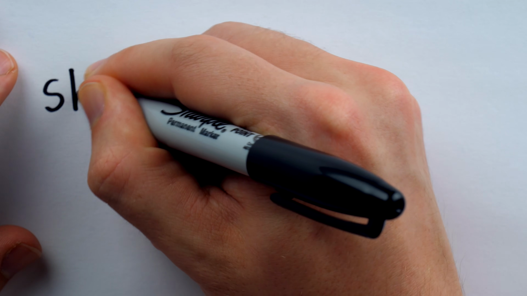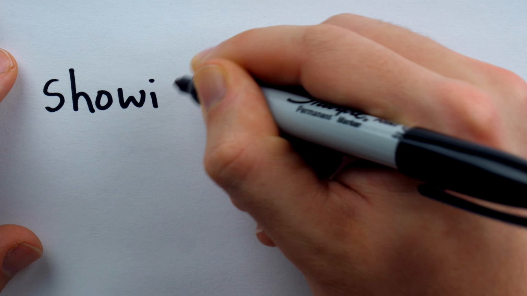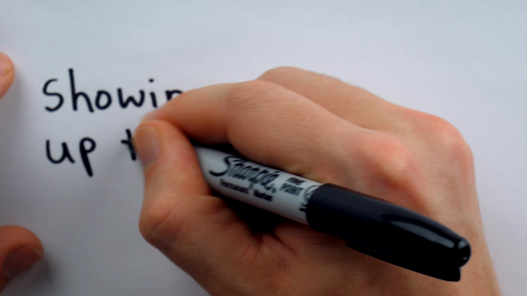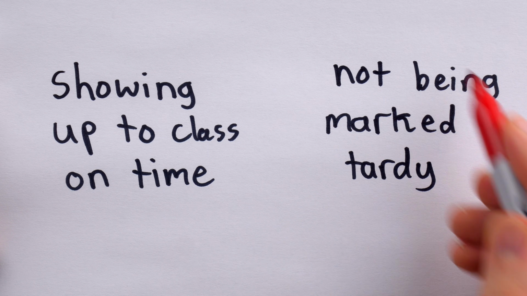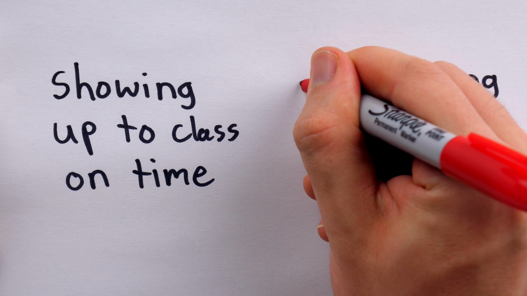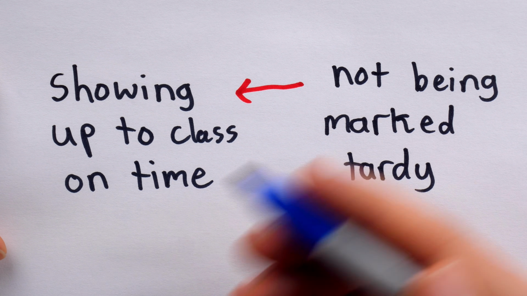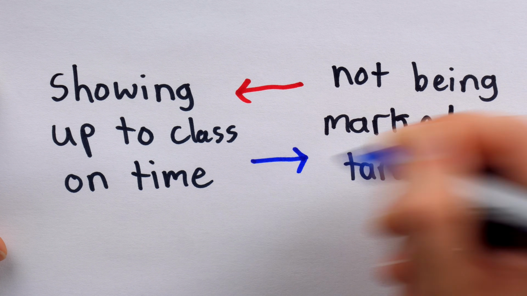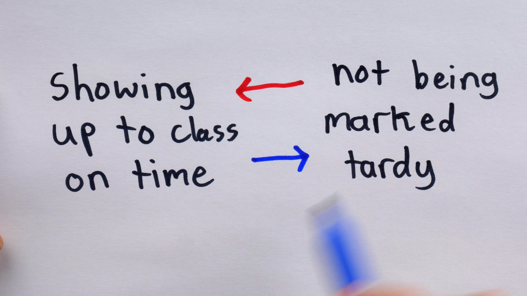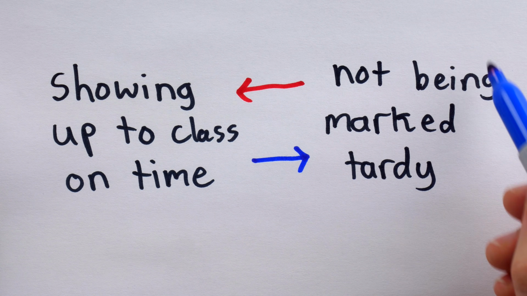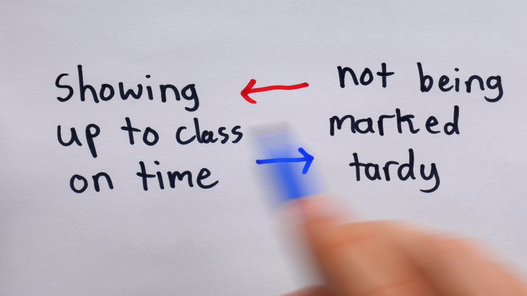When something is necessary and sufficient for some other thing, we say that they are equivalent. For example, to not be marked tardy, it's certainly necessary that you show up to class on time. On the other hand, if you show up to class on time, in fact, that is sufficient to not be marked tardy. These two things are equivalent. Showing up to class on time is what it takes to not be marked tardy, and vice versa.